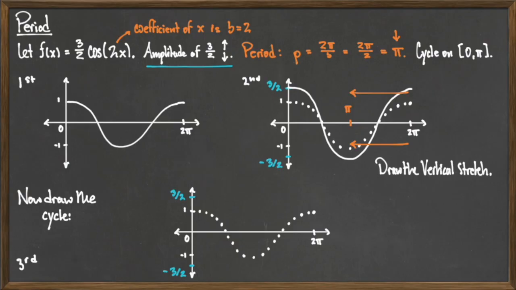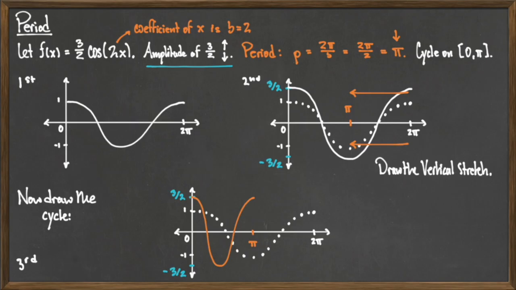And then I'll put the value pi on my x-axis and draw our cycle from 0 to pi. And like we said, this is going to be a little bit taller because I have a vertical stretch, and now it's going to be thinner because I have a horizontal compression. And this is the shape that we're going to get.